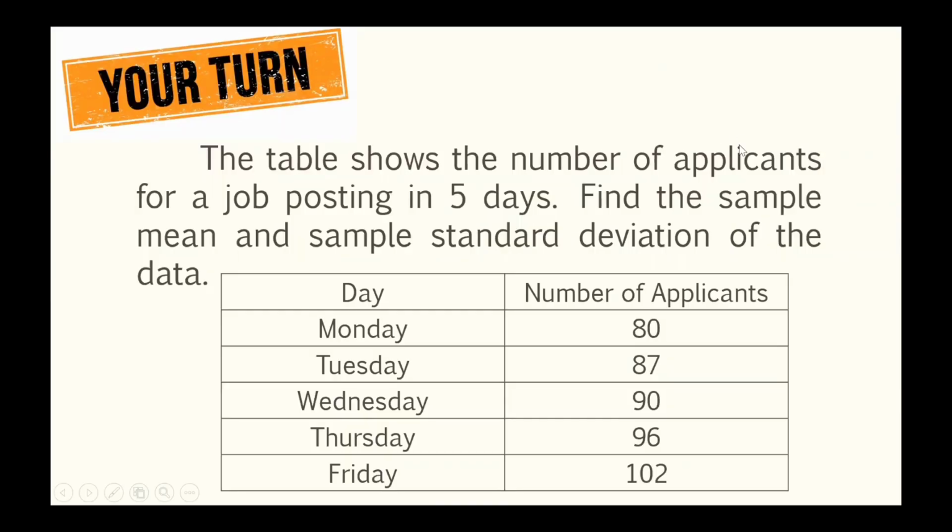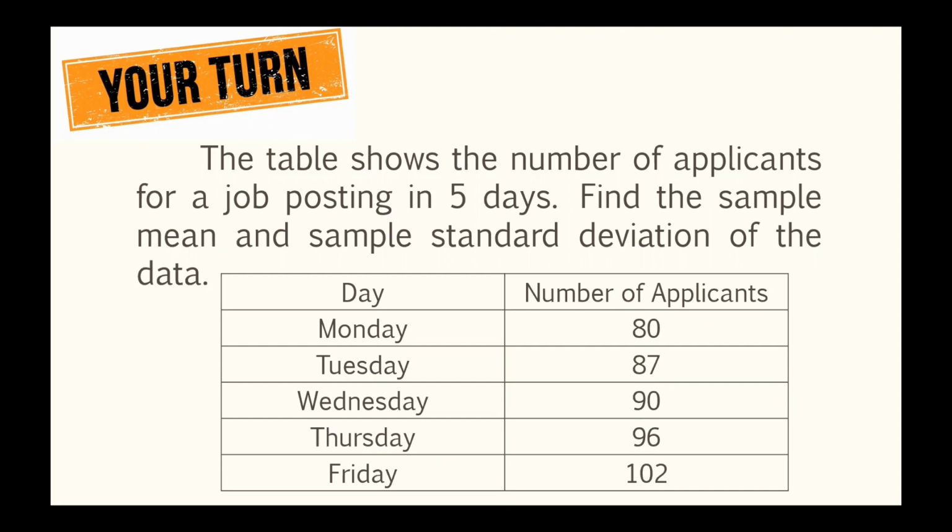It's your turn. The table shows the number of applicants for a job posting in 5 days. Find the sample mean and sample standard deviation of the data. In the table, we have the days, Monday to Friday, and the number of applicants are recorded respectively. We have 80, 87, 90, 96, and 102.